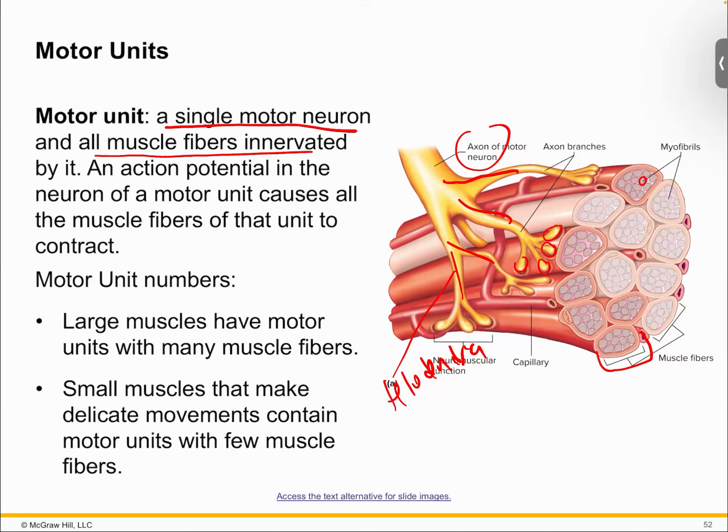Now let's take a look at our motor units. The important thing is you can actually increase or have as many motor units as you want. It's an organizational thing, okay?